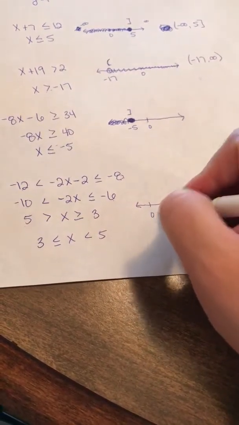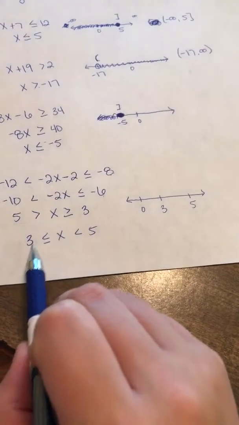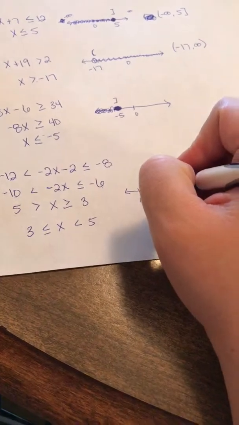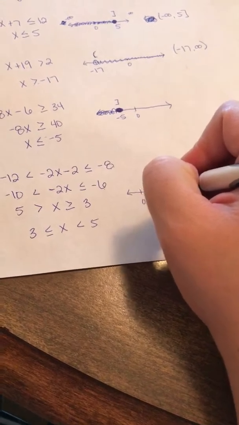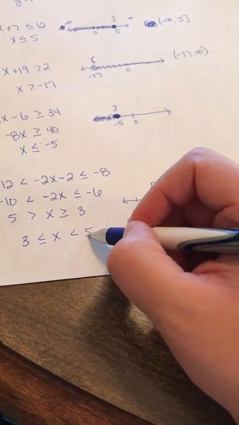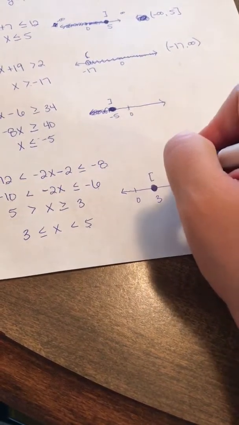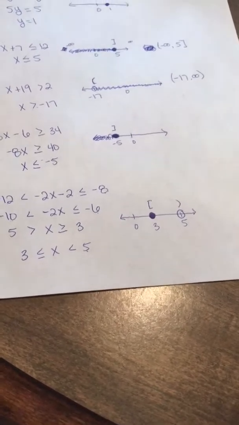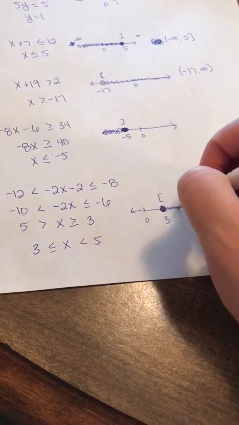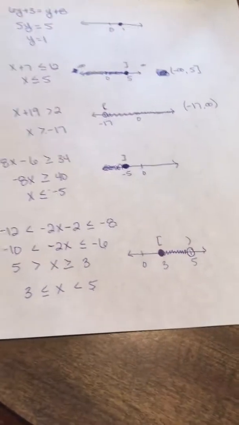So on your number line, there's 0, there's 3, there's 5. You have 3 is less than or equal to x is less than 5. So at 3, you have an equal to, which means you're going to use a closed circle, or again, a bracket, if you prefer. At 5, it's a strict inequality. It's x is less than 5. So you're going to use an open circle or parenthesis. And we're talking about numbers between 3 and 5, including 3, but not 5. So like 4 will work. So you just shade the line between them.